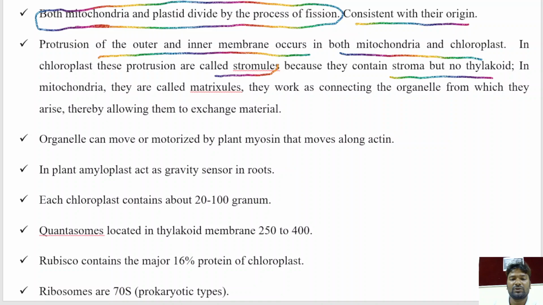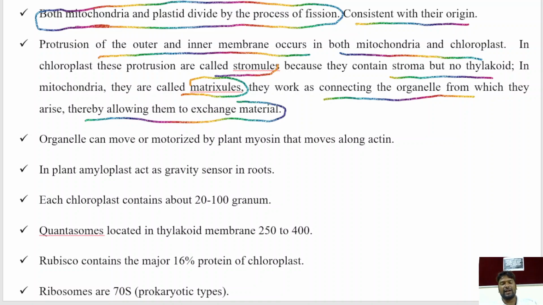In mitochondria, these are called matricules, and they work as connections to the organelle from which they arise, and therefore also exchange materials. So stromules and matricules work in exchanging materials. Organelles can move, motorized by plant myosin that moves along actin. In plants, amyloplast acts as a gravity sensor in root. This we will discuss in the auxin hormone.